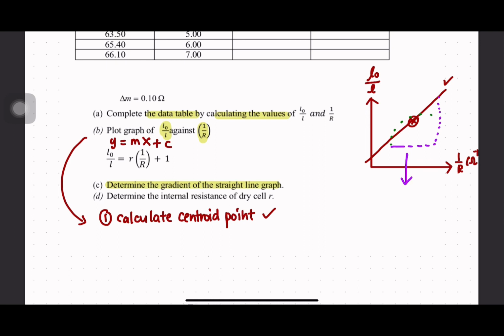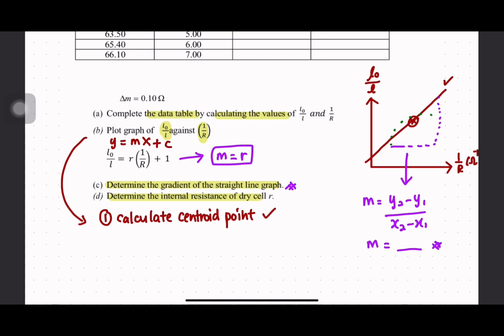The gradient formula, as you know, is M equals y2 minus y1 over x2 minus x1. So you will get the gradient. Based on the equation, comparing with the straight line graph, you will get gradient equal to R. Okay, this is calculating the gradient. Full stop here. Then, determine the internal resistance of the dry cell R. When we compare the equation, we know M is equal to the internal resistance. So the M you get here is equal to R.